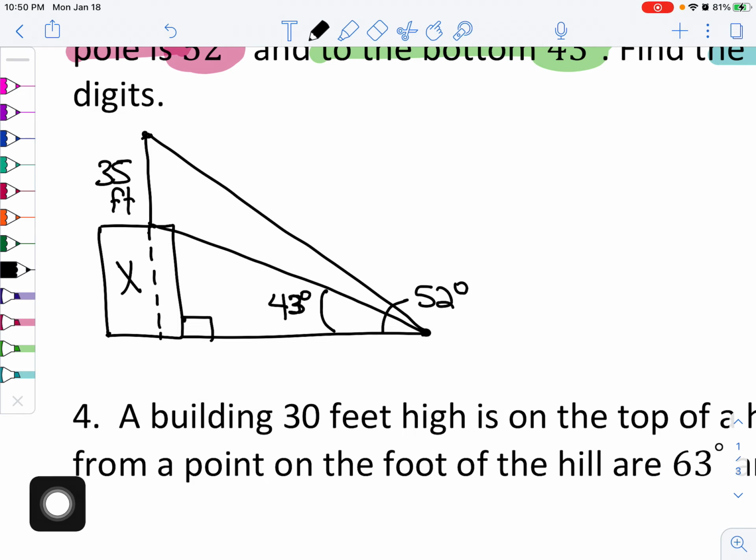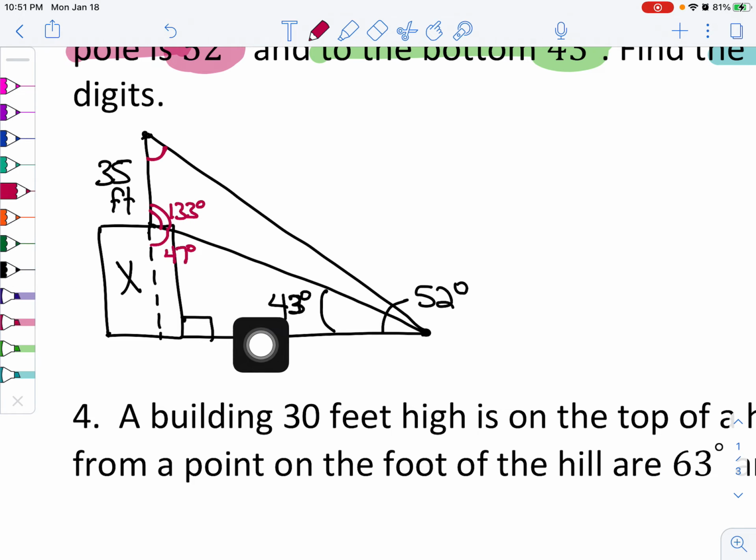So let's see. If this angle is 43, we know that this is the 90. This little angle up here should be, I believe, 47. And it is. Okay, so let's go ahead and mark this angle as 47 degrees. This angle and the one right above it, these are adjacent angles. These are supplementary. 180 minus 47. This angle right here is 133 degrees.